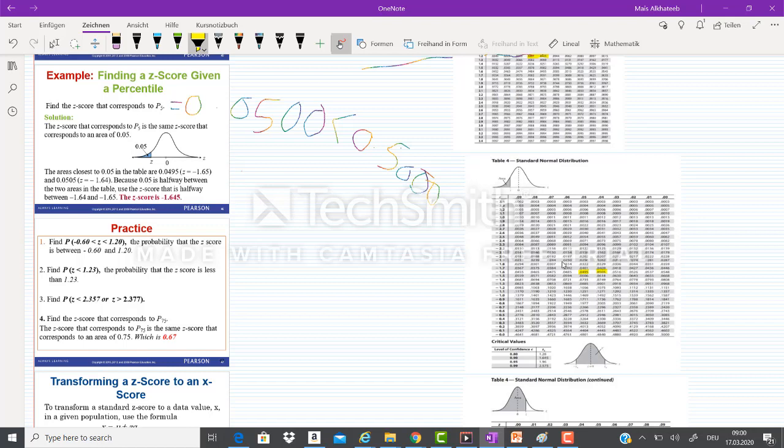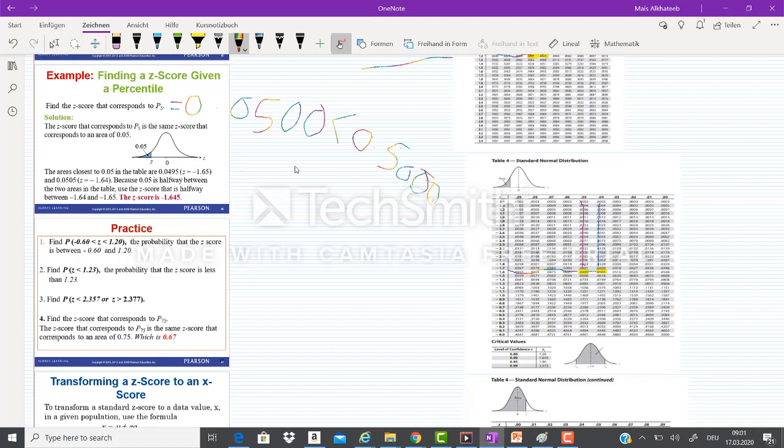Now I want to calculate the Z. The Z of the first value is minus 1.64, and the Z of the second value, as we saw here, is minus 1.65. So one is minus 1.64 and the other one is minus 1.65. So I find the Z for both.